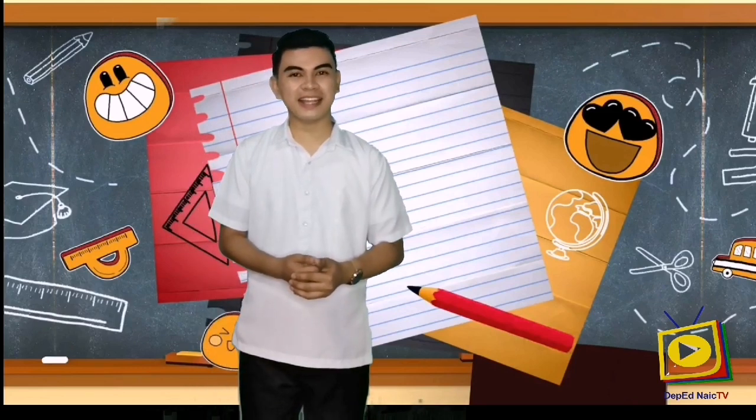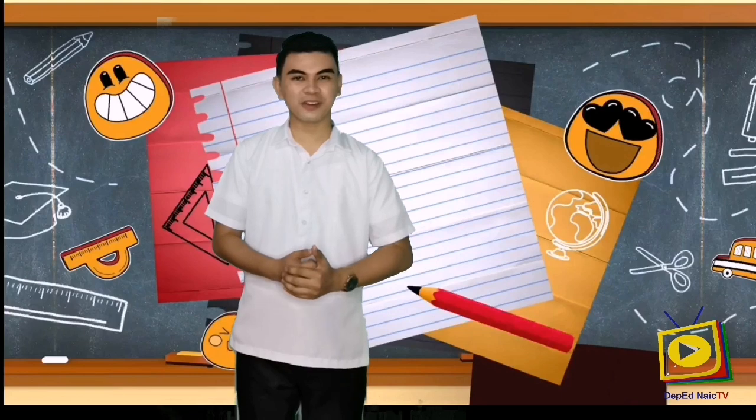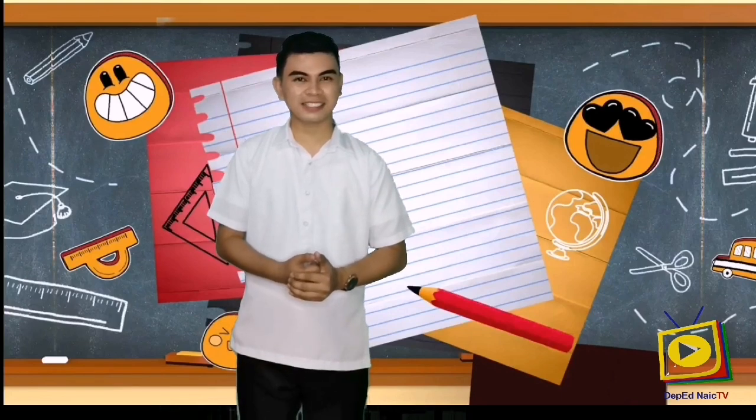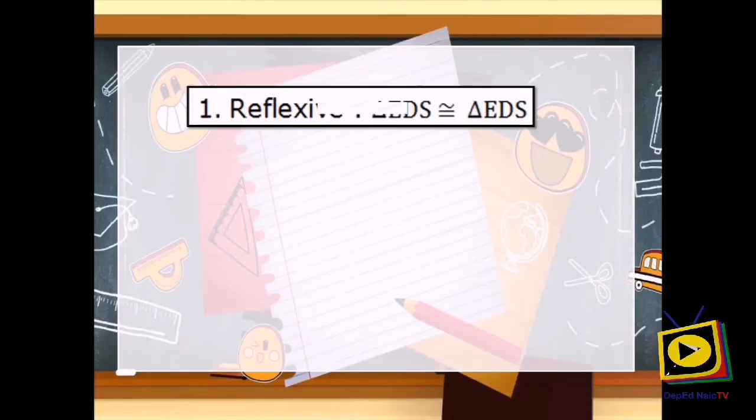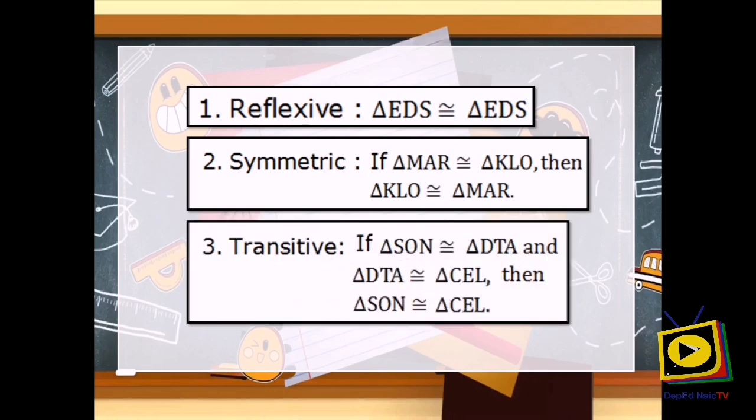Since congruence of segments and angles satisfy the reflexive, symmetric, and transitive property, so thus congruence of triangles. Thus, congruence of triangles satisfy the following properties. First property, reflexive. Triangle EDS is congruent with triangle EDS. Second property, symmetric. If triangle MAR is congruent with triangle KLO, then triangle KLO is congruent with triangle MAR. Third property, transitive. If triangle SON is congruent with triangle DTA and triangle DTA is congruent with triangle CEL, then triangle SON is congruent with triangle CEL.